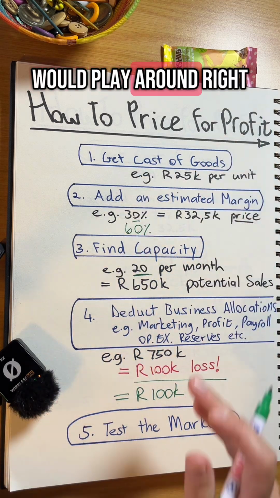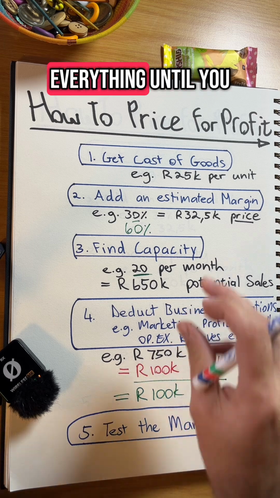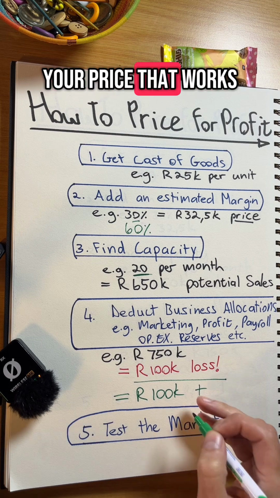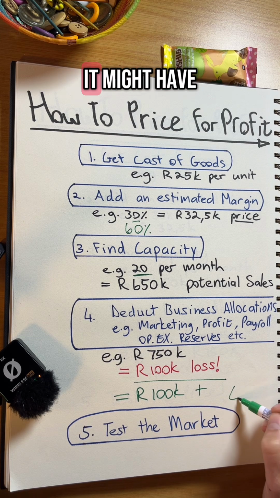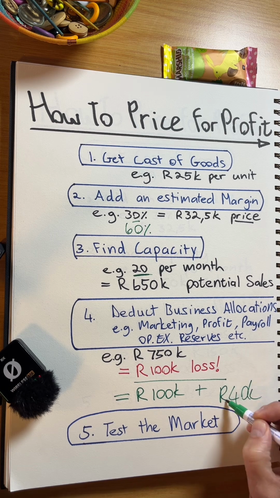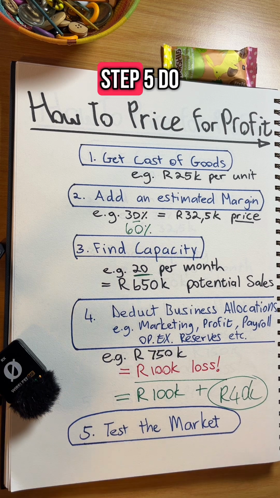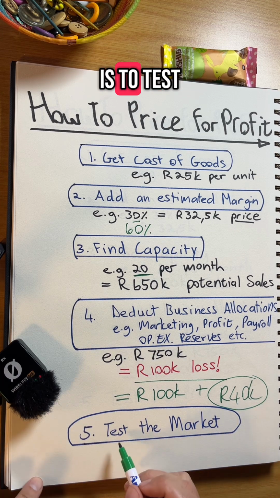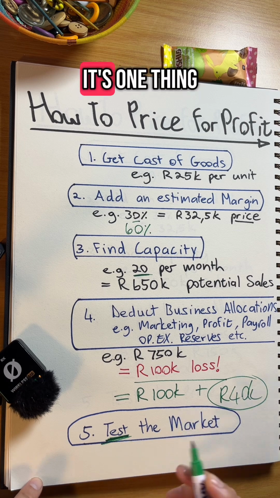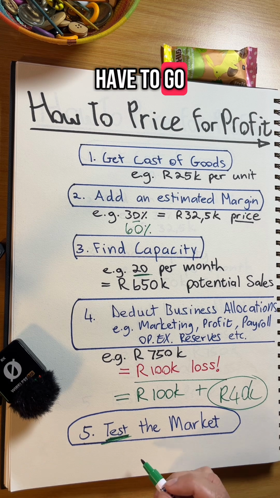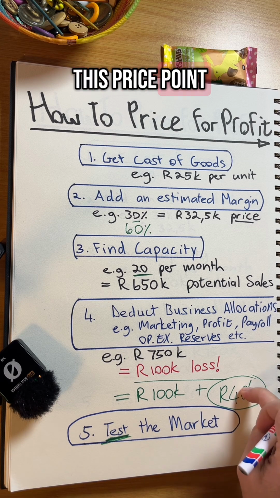So then you would play around, right? You would tweak everything until you finally get a price that works. Once you've got your price that works, let's say in this example, it might have been 40K, and this is the price that you have selected to start with. Step 5, do not forget it, is to test the market. It's one thing to do all of this and then you can't even sell one unit. So you still have to go and say, I'm going to sell it at this price point.